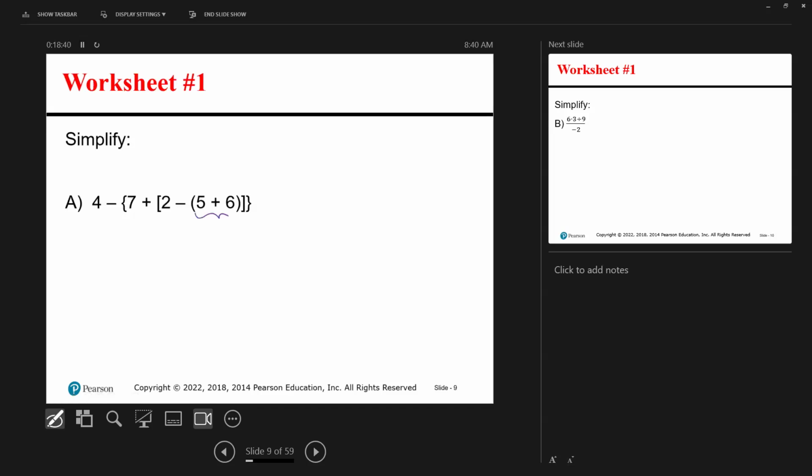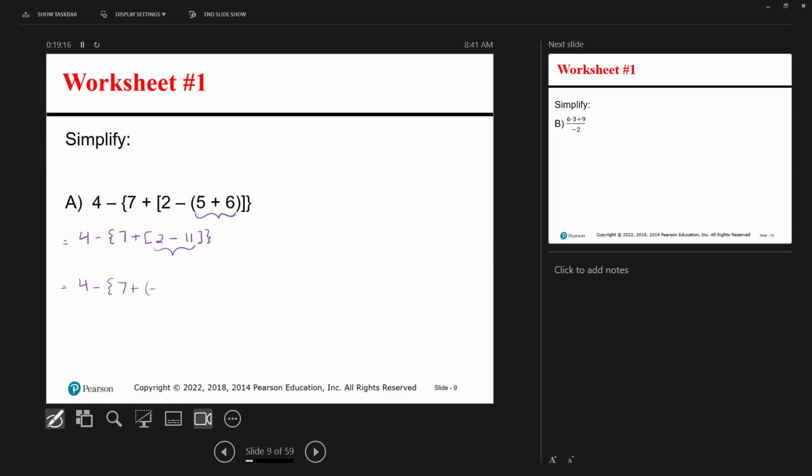It's going to be this one here, the 5 plus 6. So now we have 4 minus brace, 7 plus bracket, 2 minus 5 plus 6, which is 11. And then we have our brace, our bracket, and our brace. Now the next innermost group is going to be this 2 minus 11 that we have now. So we're going to have 7 plus 2 minus 11.